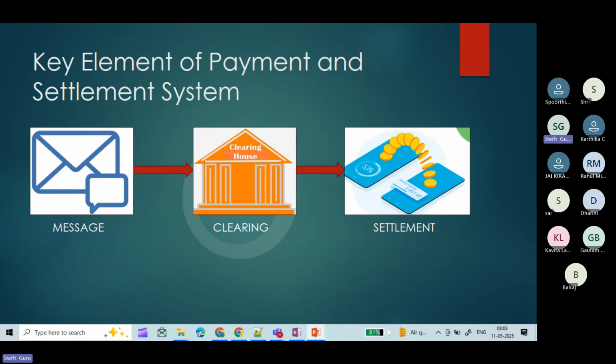Now, let's learn the key elements of the payment and settlement system. Whenever we initiate a payment, what do we generally see? You initiate the payment by populating all the details of the beneficiary, and the beneficiary should get credited. That's what we see. But there are three important parameters behind that. After you initiate the payment, the message is released, the clearing is done, and the settlement is done. Only then does the beneficiary get the money. So let's learn all three elements one by one in a little depth.